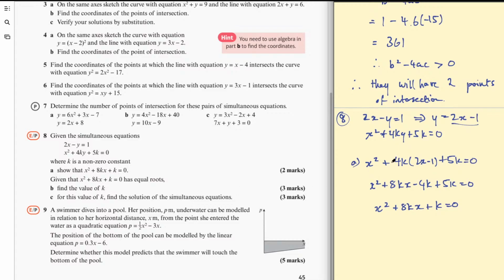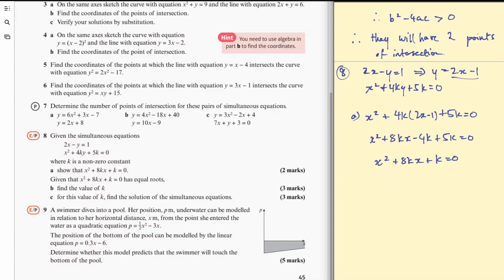Part B says, given that x squared plus 8kx plus k equals 0 has equal roots, find the value of k. Okay.